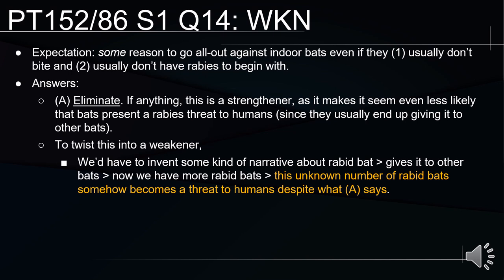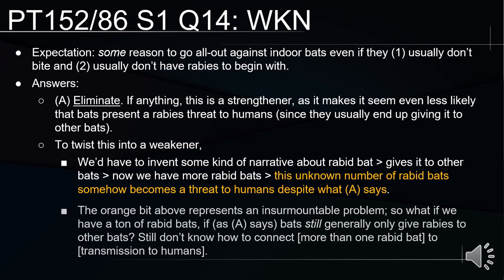And this unknown number of rabid bats, I don't even know if there's some critical mass of rabies-carrying bats before they begin to present a threat to humans. We don't know any of that. First of all, we don't even know how many bats we're dealing with, or if that amount of bats is enough to be a threat. We literally know nothing about that. And this unknown number of rabid bats somehow still has to become a threat to humans despite what A says. In other words, the orange bit above does represent an insurmountable problem.